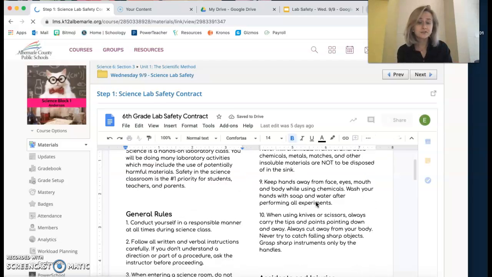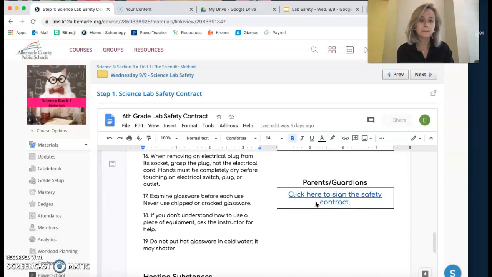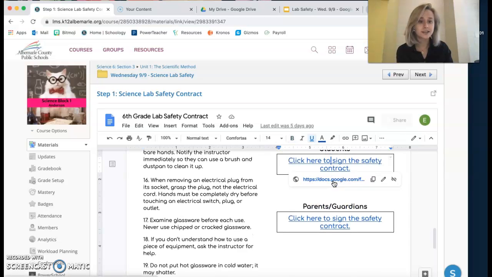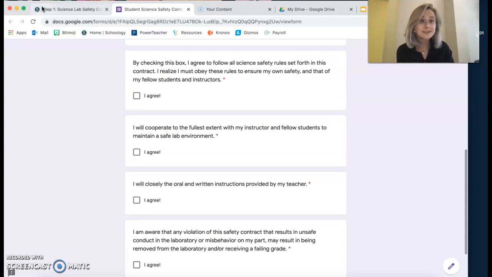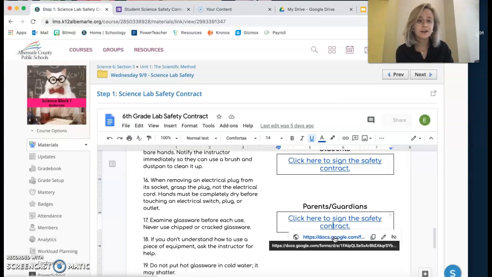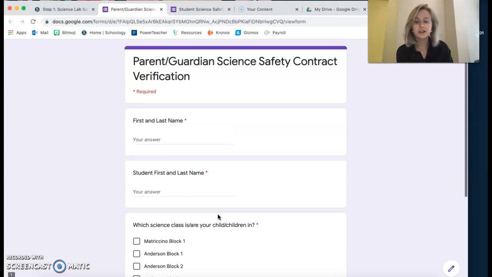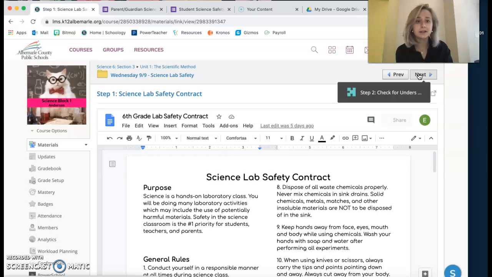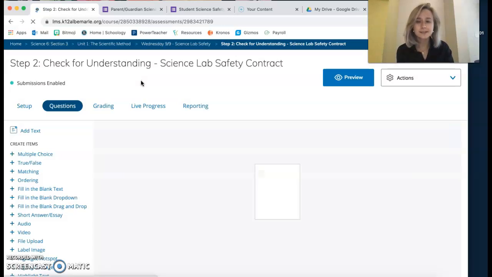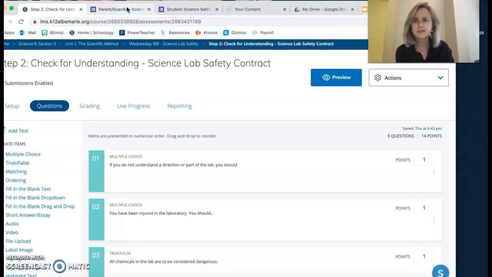So after you're done reading, your task is to sign the safety contract. It's just a Google form saying that you agree to be safe in the science lab. And then you're also going to have your parent or guardian verify that they agree with the science safety contract. Okay? And the next thing you're going to do, well, actually, sorry, let me go back. So we have the science safety contract. Let me go back. Okay.